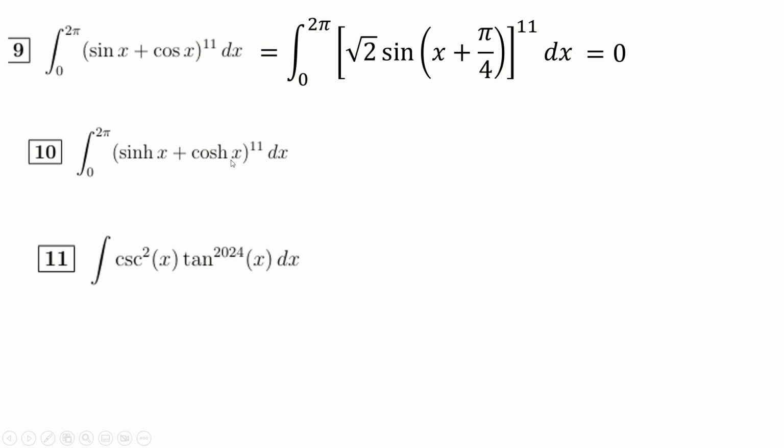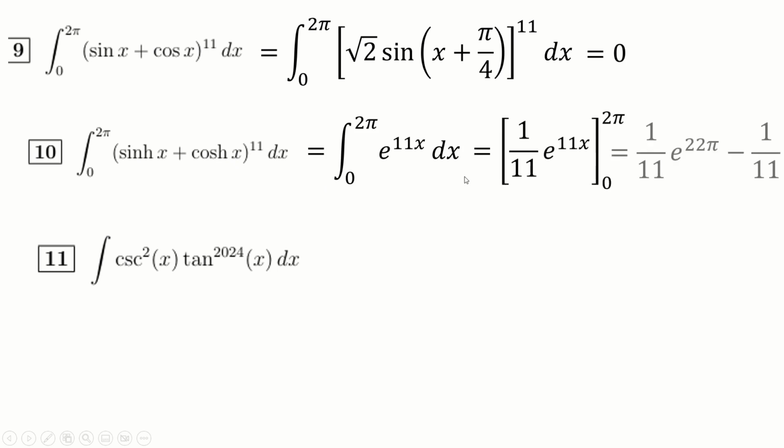Sinh plus cosh is e to the x. So this is e to the 11x, which we can just immediately integrate, and that one's really nice. This one here, if this was a sec squared, this would be super easy because it would just be inverse chain rule. Or no, sorry, reverse chain rule. That's what it's called, right?